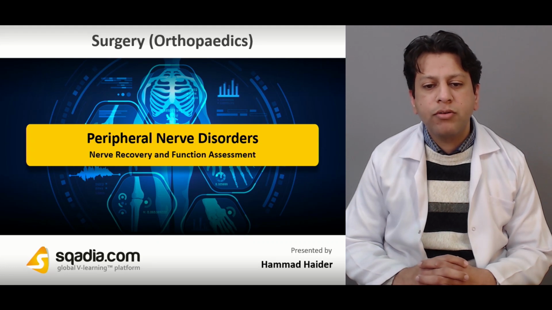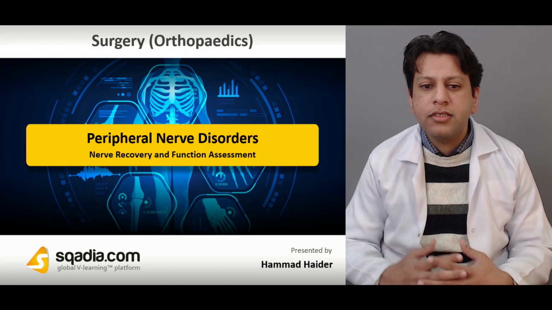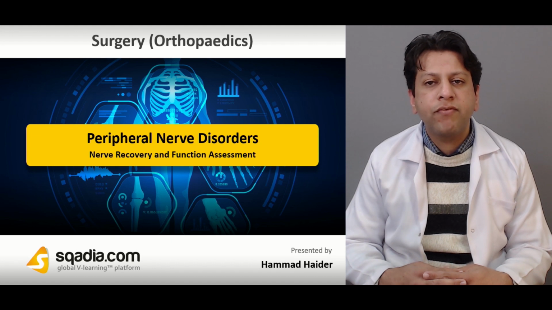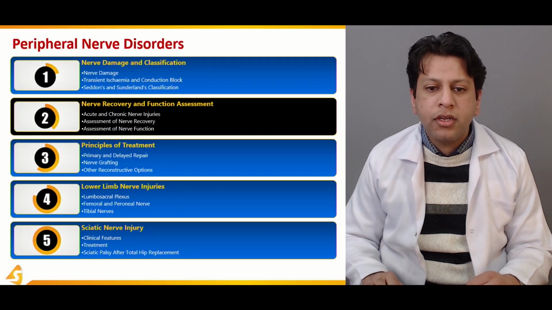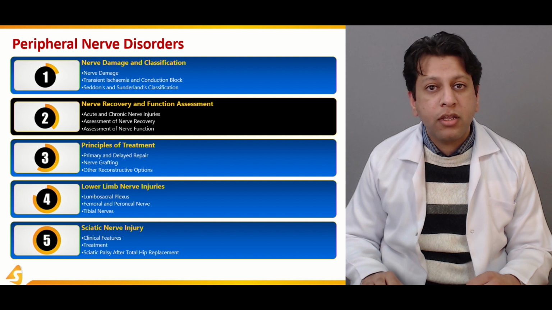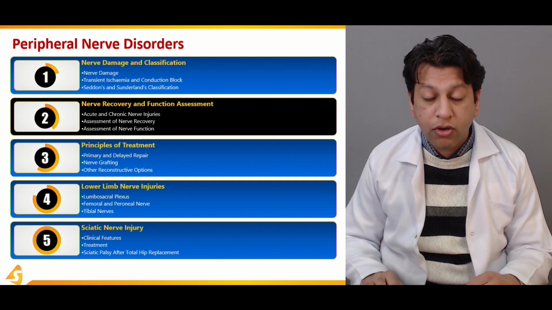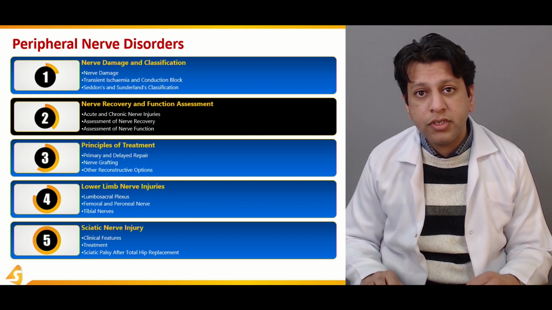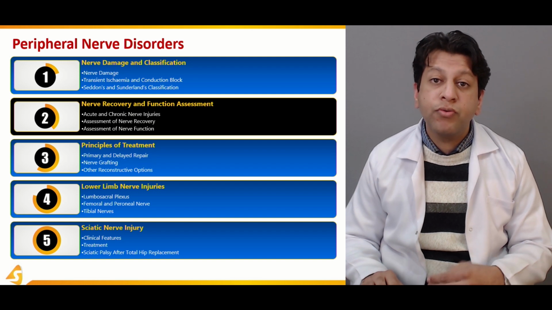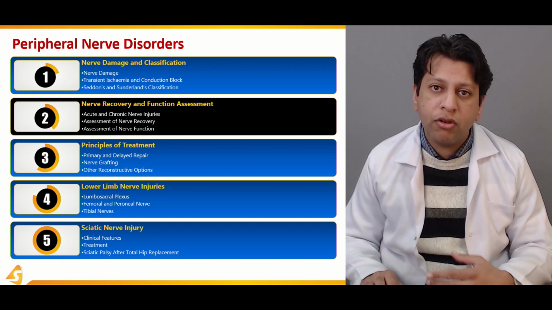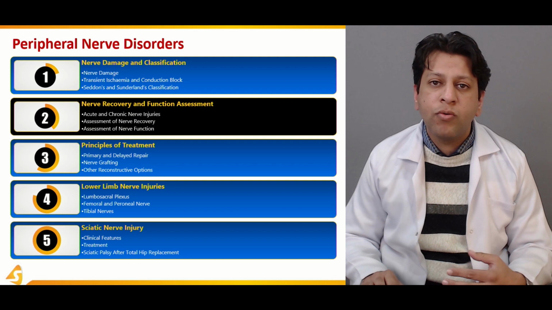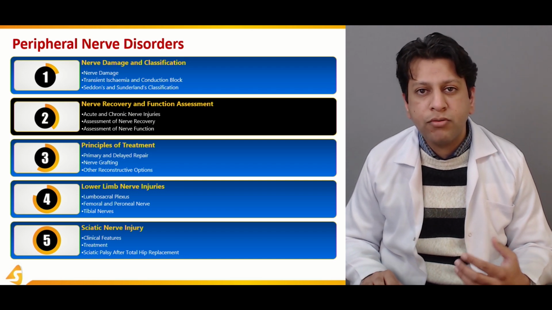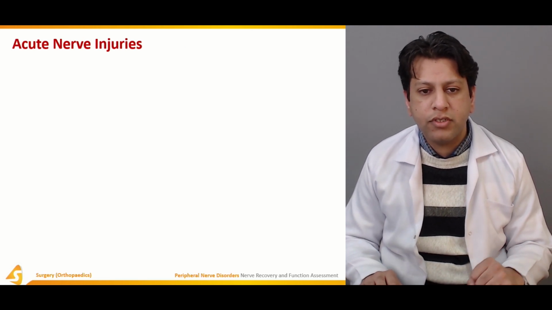Now, moving on to our next section, nerve recovery and functional assessment. In this, we will be dealing with acute and chronic nerve injuries, how the nerves recover from acute nerve injury, and how we assess nerve function along with history and examination. What are the other investigations we need to do to assess the degree of nerve injury?